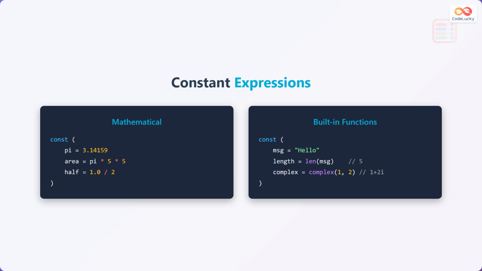const ( message = "hello", length = len(message), complex = complex(1, 2) ). The value of length will be 5, and the value of complex will be 1 plus 2i.